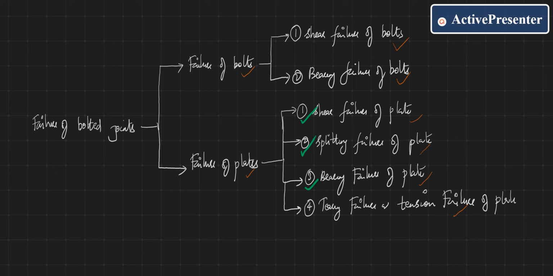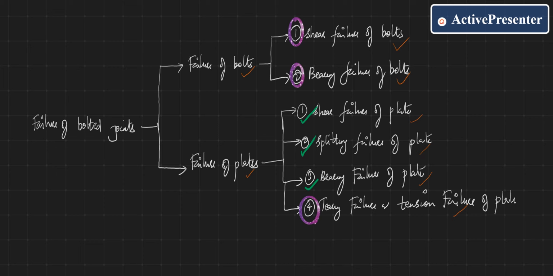That is shear failure of bolt, bearing failure of bolt, and tension failure of plate. So out of these three, the least value will be the capacity of the joint. That is, when it reaches the maximum of any of these three, the failure of the joint will take place.